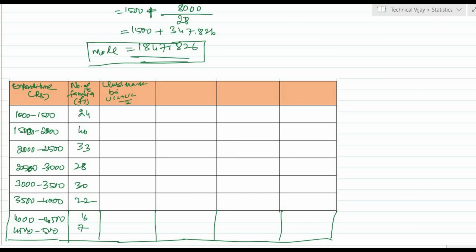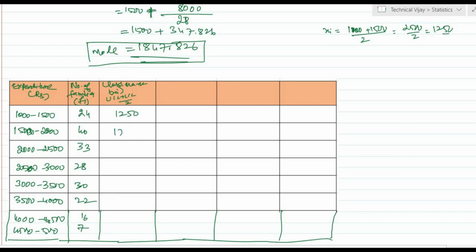That is xi. Here xi is equal to 1000 plus 1500 divided by 2. That is 2500 divided by 2, which is equal to 1250. Here this is 1250.